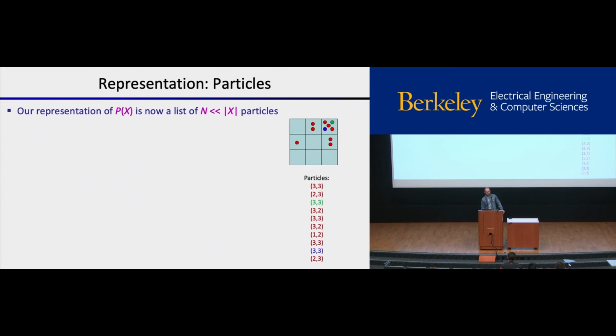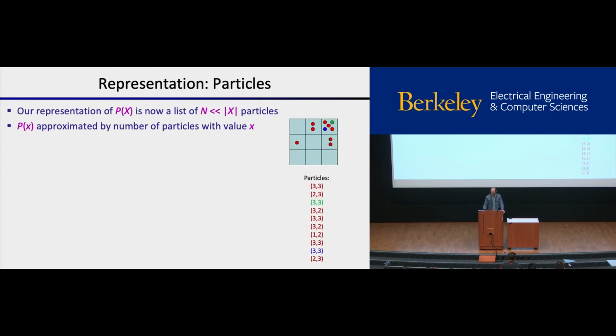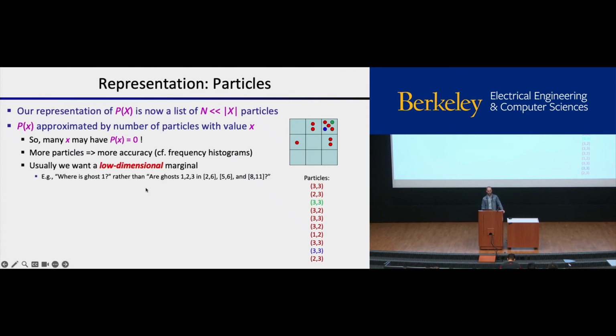Here's our belief distribution over the hidden state at a given time. The probability distribution over the hidden state is approximated by the number of particles with that value. That means we're going to assign 0 probability to a lot of possibilities. We're assigning 0 here. It's not really going to be 0, but it's probably going to be small. The more particles we have, the more accuracy. It's like a frequency histogram.